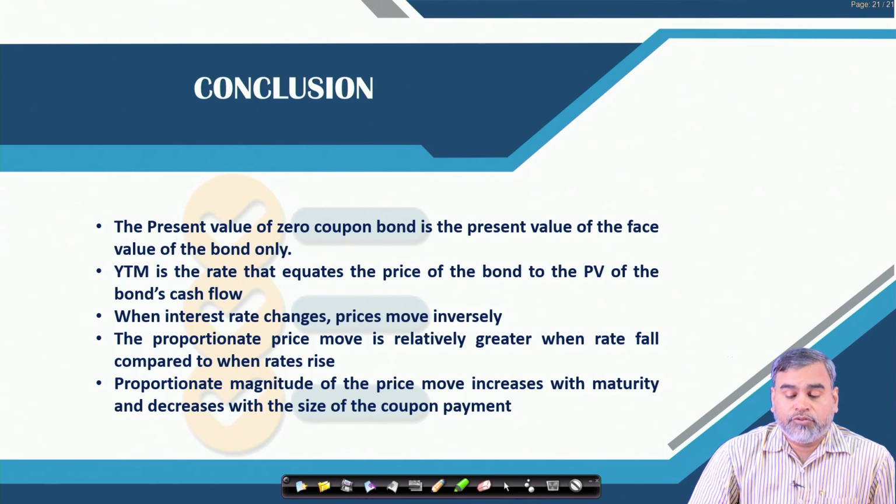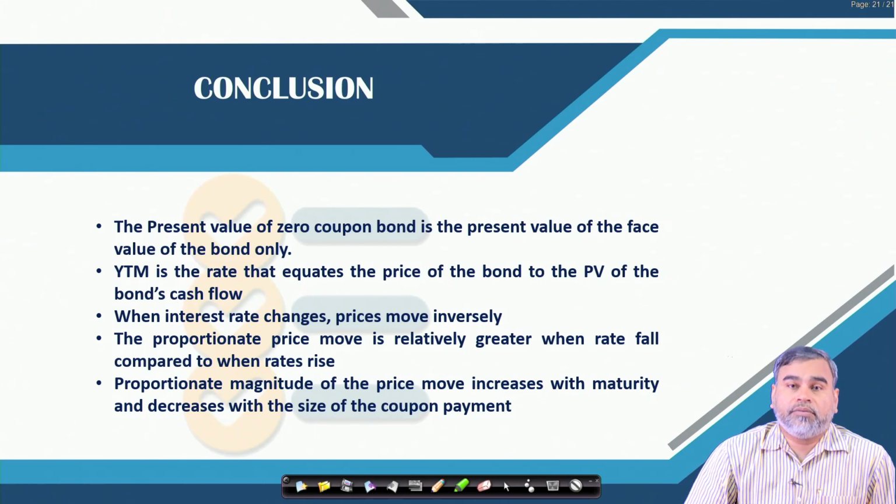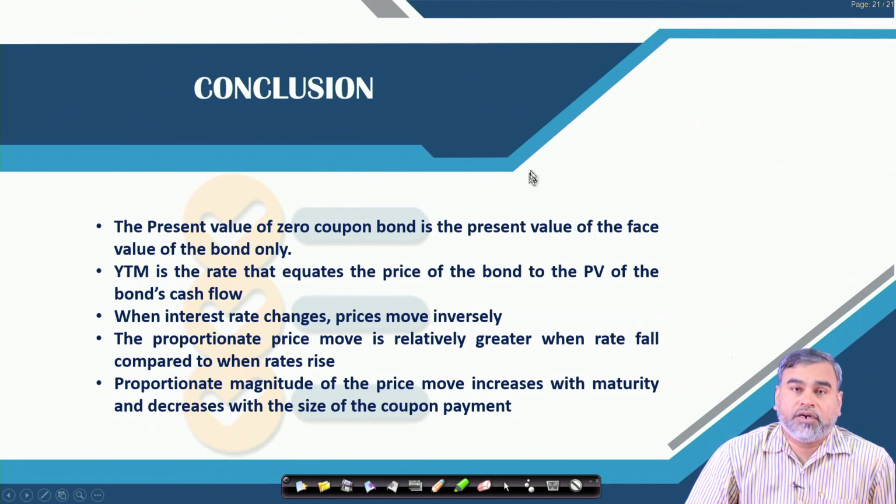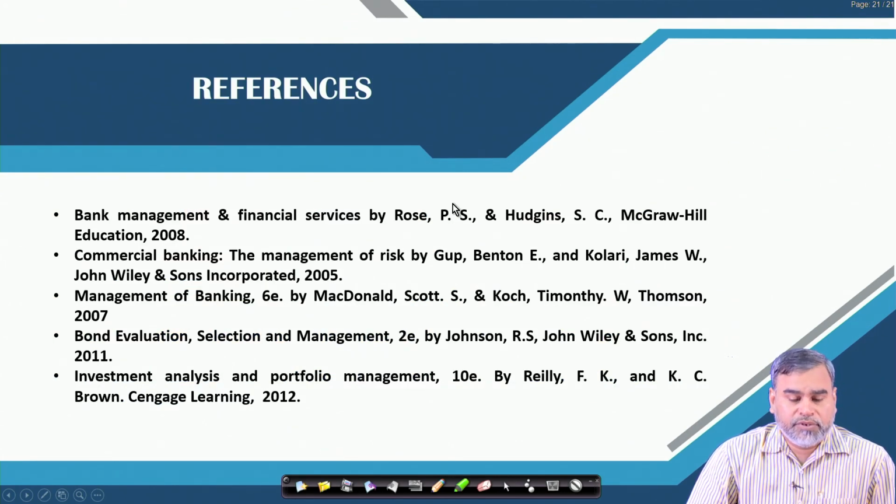Then, the proportionate magnitude of the price move increases with maturity and decreases with the size of the coupon payments. We have also observed: lower the coupon, higher the sensitivity. If there are two bonds, and one bond's coupon rate is lower than the other, then if there is a change in the interest rate, the sensitivity of the price of the low coupon bond will always be more than the sensitivity of the price of the bond with high coupons. These are the different conclusions we have drawn from today's discussion. These are the references you can go through for detailed analysis.